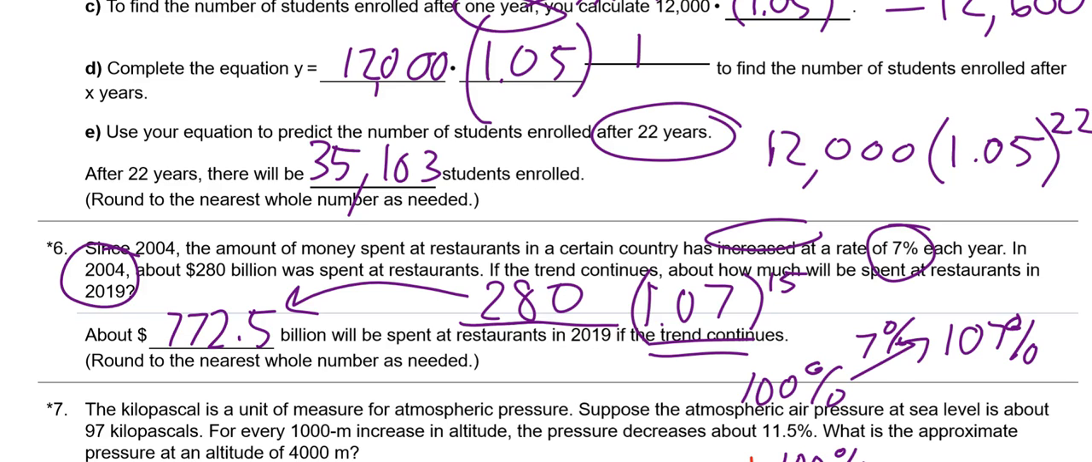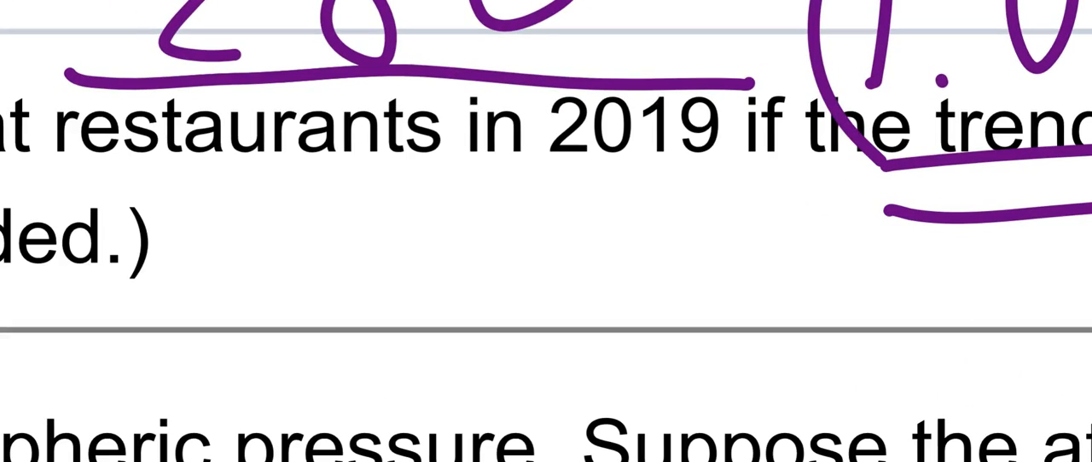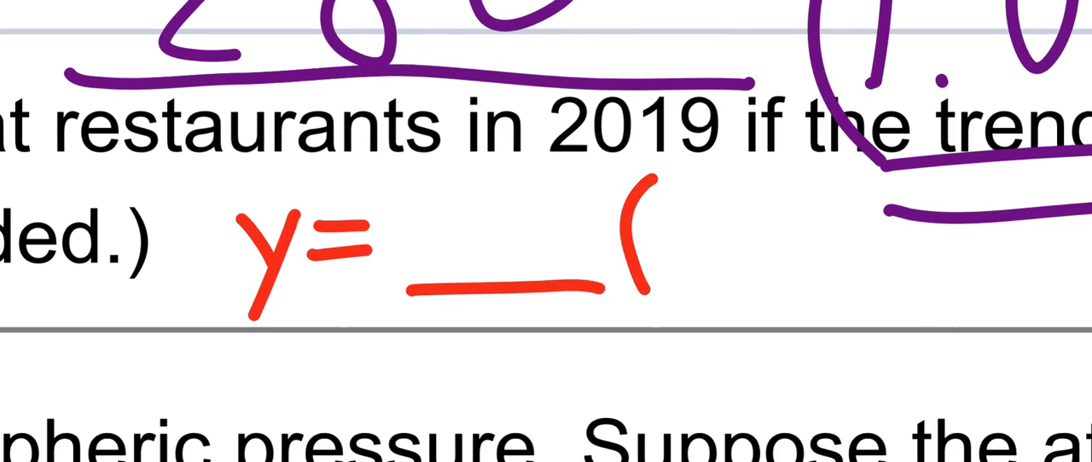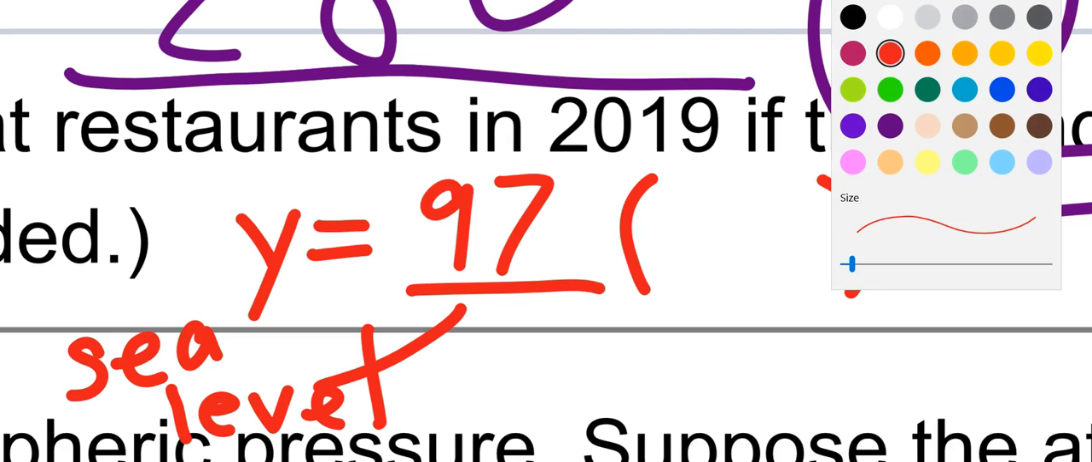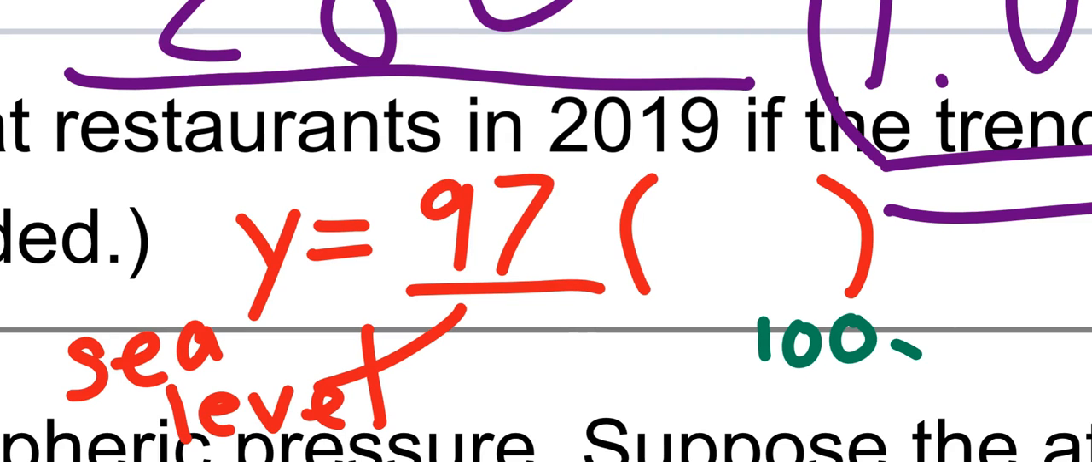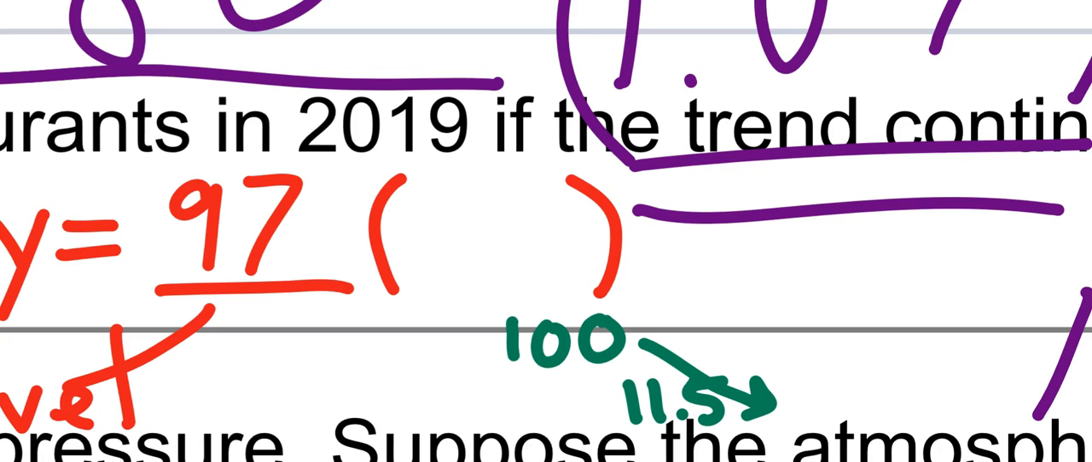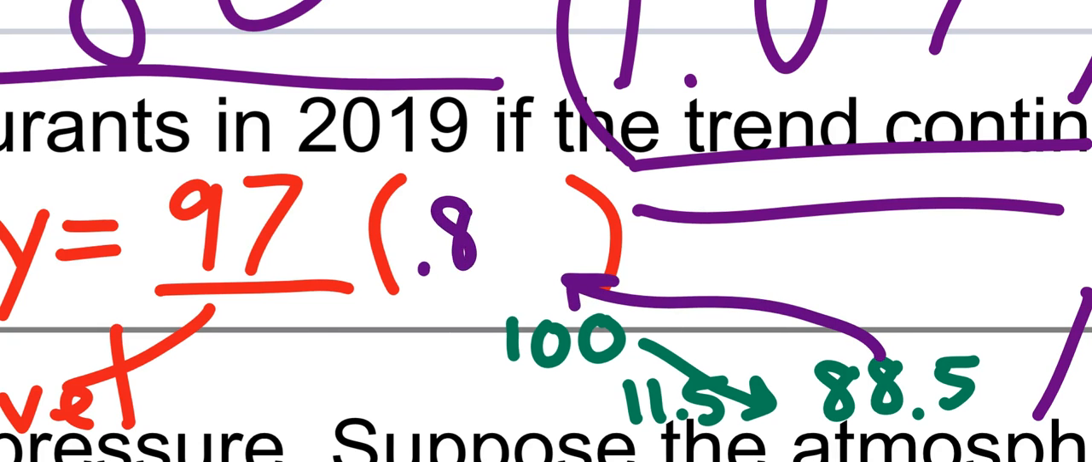Okay, question seven. Let's see if I can zoom in and use some space. What was the starting amount on question seven on the kilopascals? How many kilopascals, those of you who have it in front of you? 97 was the starting amount, and that was at sea level. Then it said something like this: every 1,000 kilometers of altitude, we lose 11.5%. So if I'm at 100% and I go down 11.5%, what percent am I at? So what number am I going to use in here? 0.885. You're exactly right.